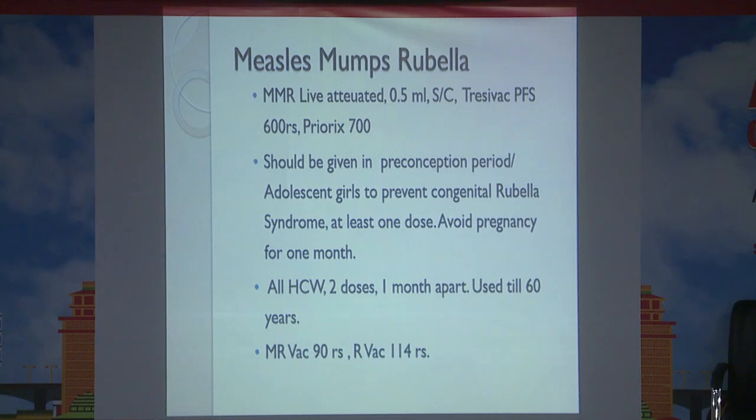Measles, mumps and rubella. This is of importance to ophthalmologists also because we want to prevent congenital rubella syndrome. So MMR contains measles, mumps, rubella. MR contains measles and rubella. RVAC contains only rubella. So this is given in the preconception period to young girls and to adolescent girls.